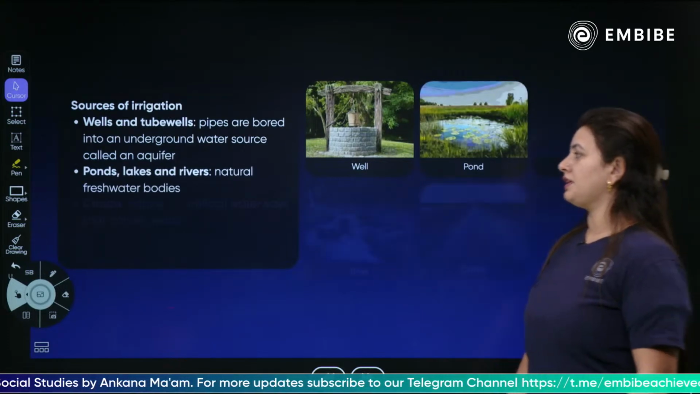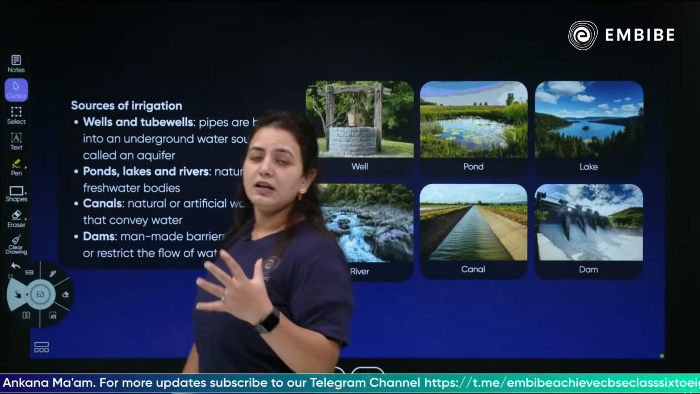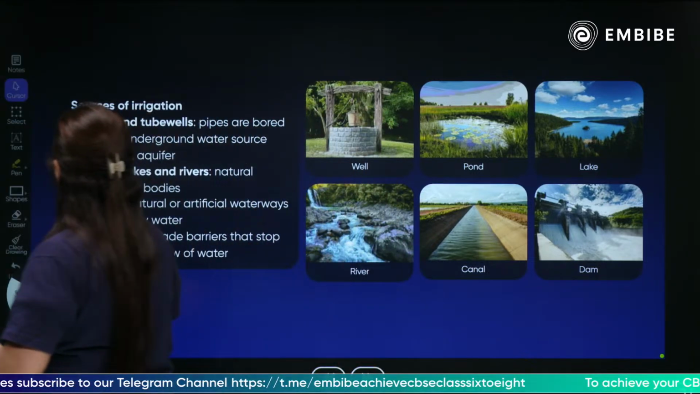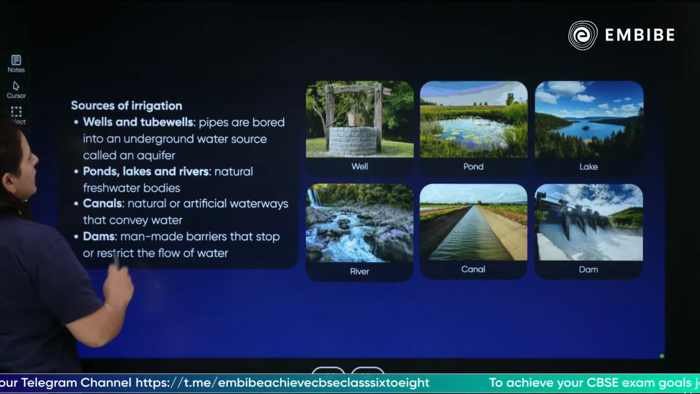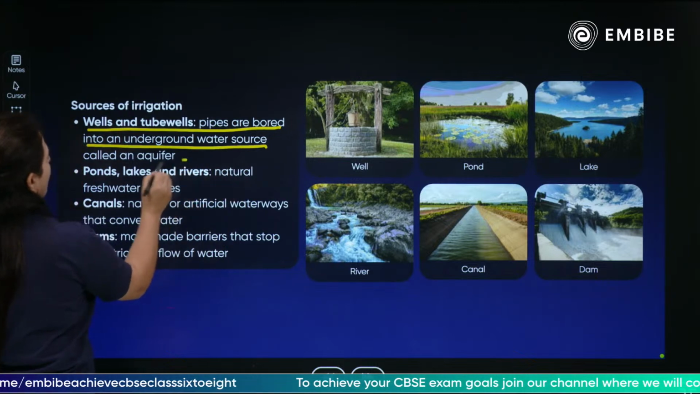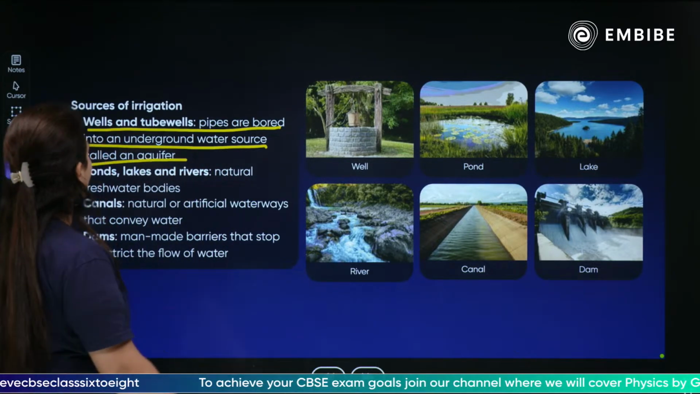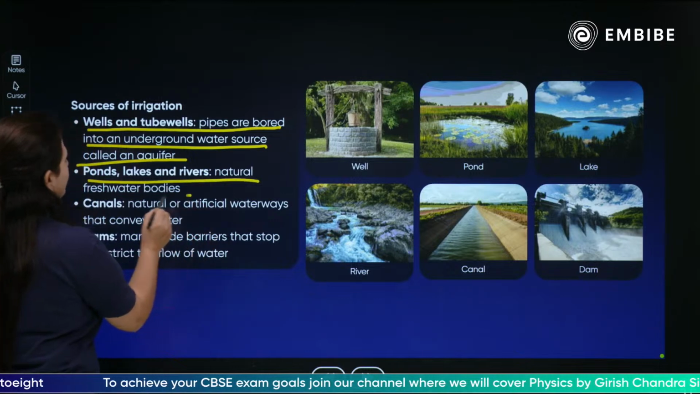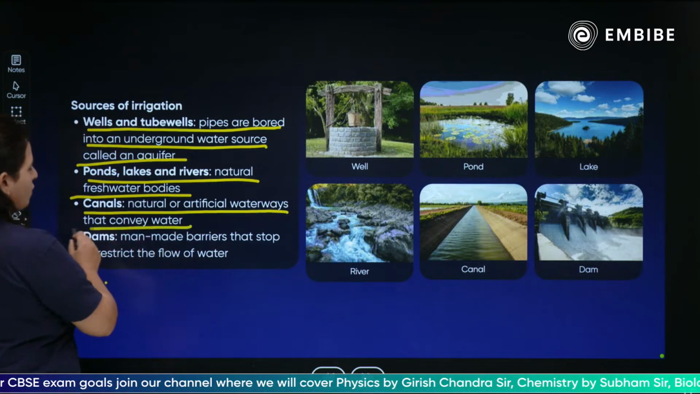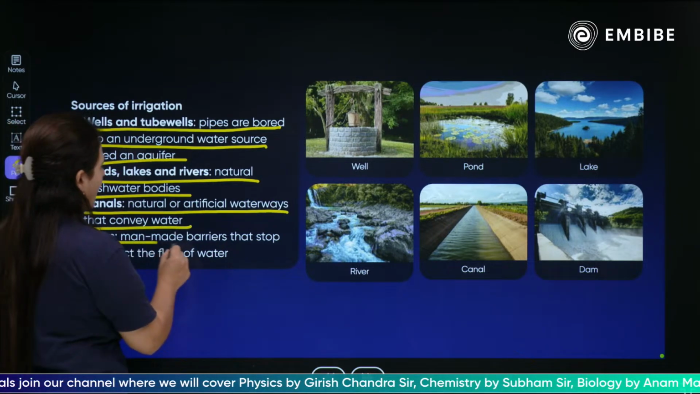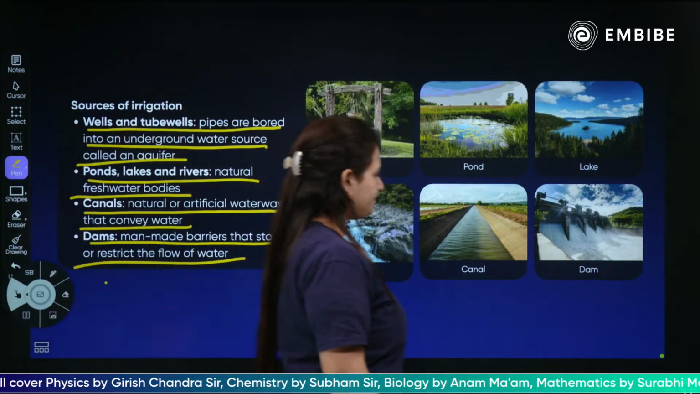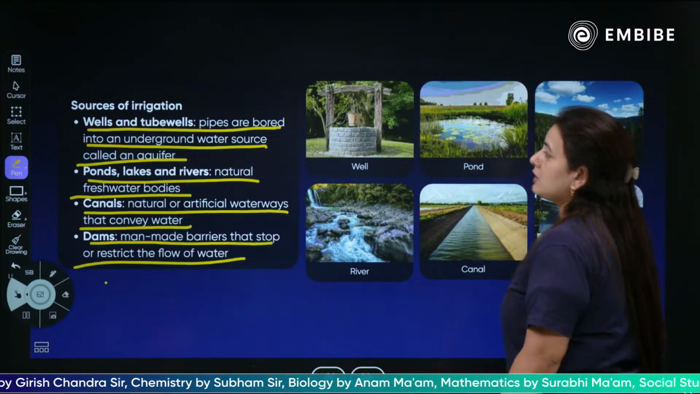Next we have sources of irrigation. Yes, I was telling you that we are totally relying on freshwater bodies. So the sources of irrigation are these. The wells and the tube wells: pipes are bored into the underground water source called an aquifer. We have ponds, lakes and rivers, natural freshwater bodies. Then we have canals, natural or artificial waterways to convey water. And we also have dams, which are man-made barriers that stop and restrict the flow of water. So children, these are the particular sources of irrigation.